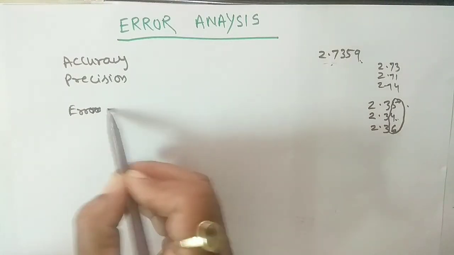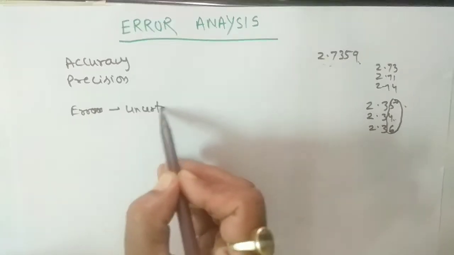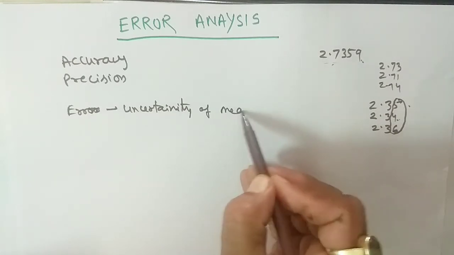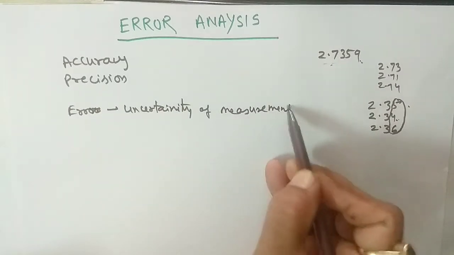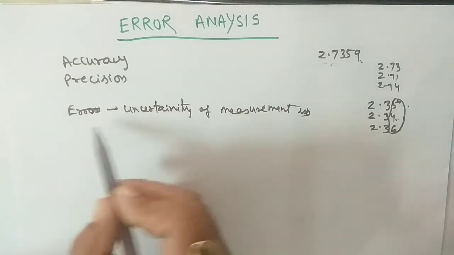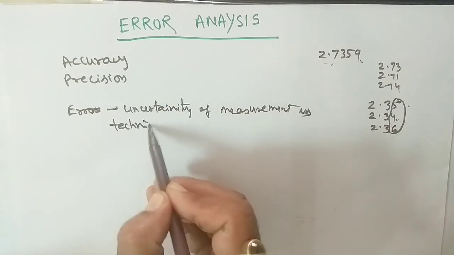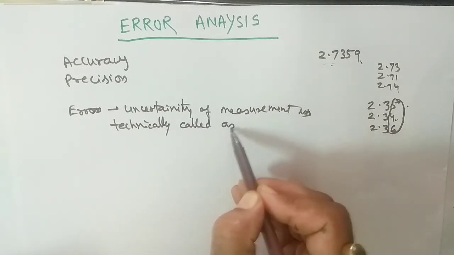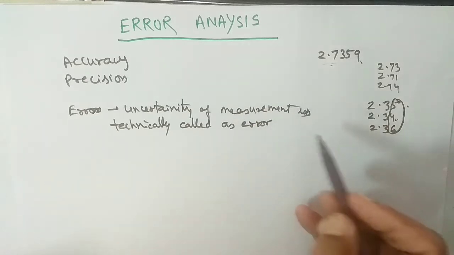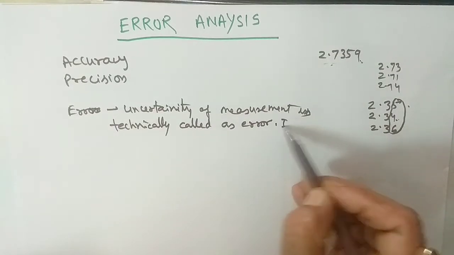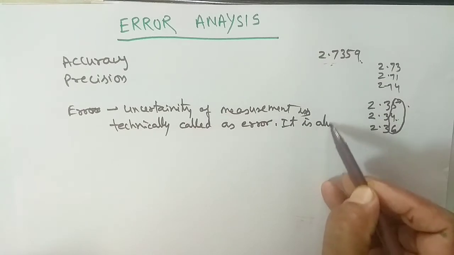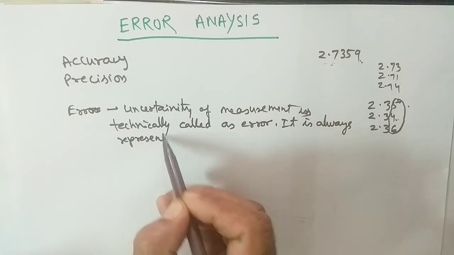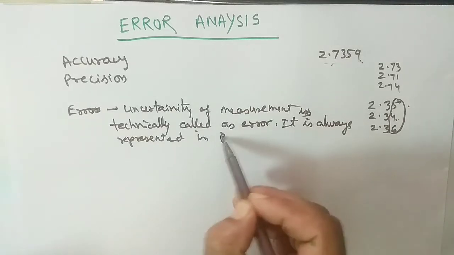Error means the uncertainty of measurement. Uncertainty in measurement is technically called error. Remember, it is always represented in percentage.